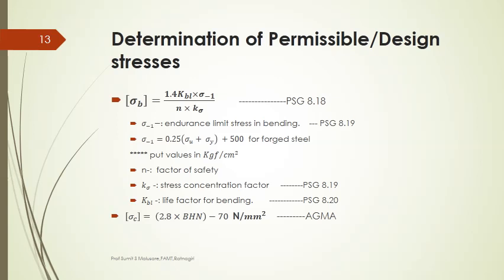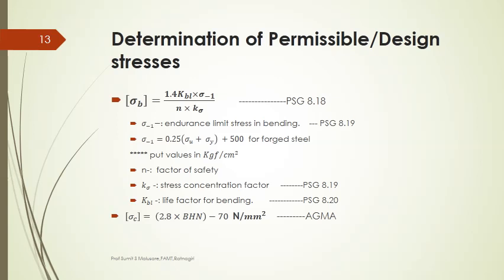So generally for plain carbon steel, sigma b varies from 140 to 160 Newton per mm square, and for alloy steel it ranges from 170 to 210 Newton per mm square. That is just to understand the thing, in case we are making some fault.